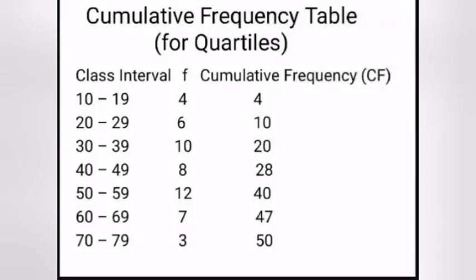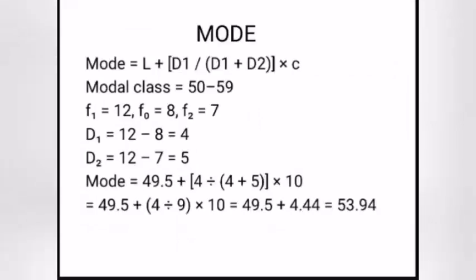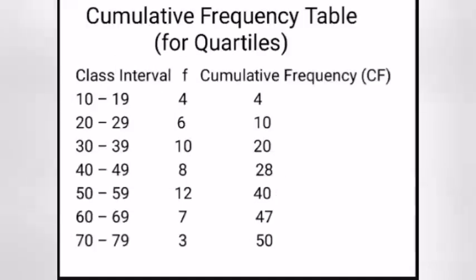Remember, to find the median class, we did n divided by 2. Then the modal class is the class that occurs the most. So we have found our modal class to be 50 to 59. So F1 is the frequency.